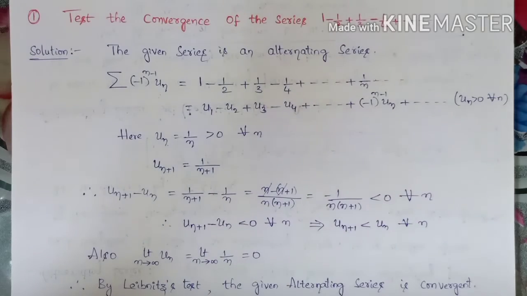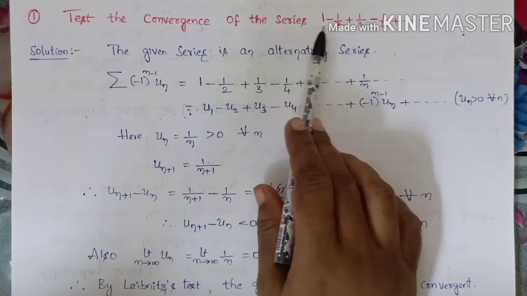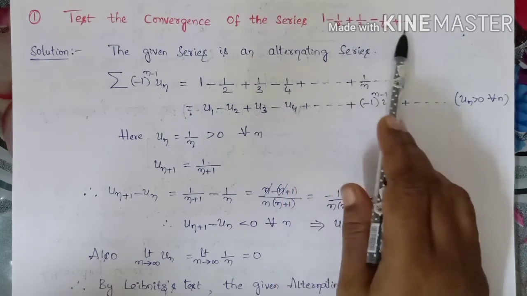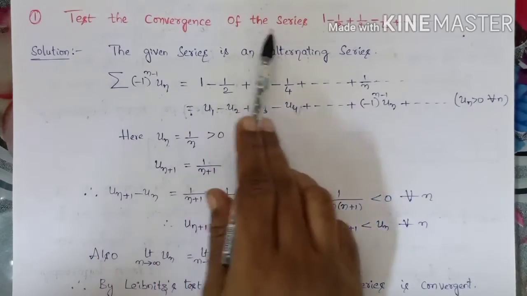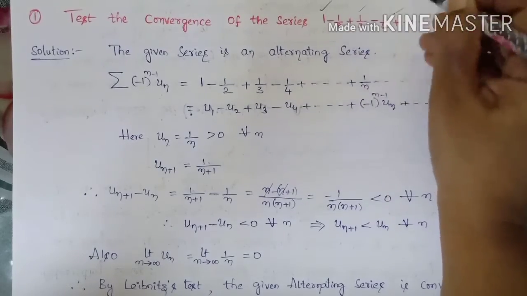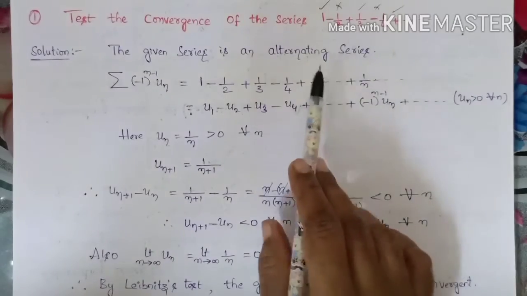First we see one problem. Test the convergence of the alternating infinite series 1 minus 1 by 2 plus 1 by 3 minus 1 by 4 plus 1 by 5 minus 1 by 6 and so on. The given series is an alternating series. Obviously it contains an infinite number of positive terms and an infinite number of negative terms.